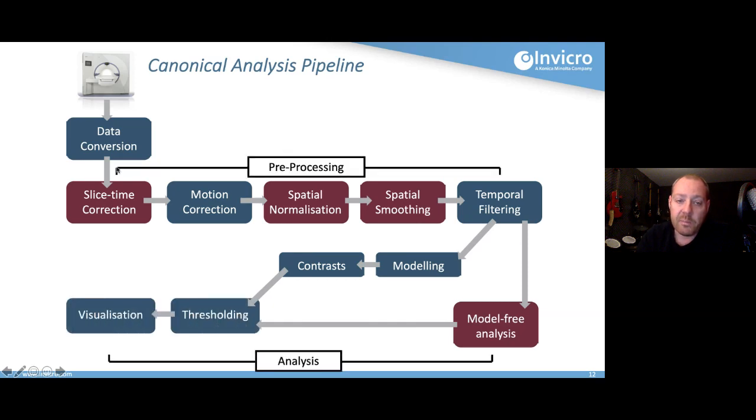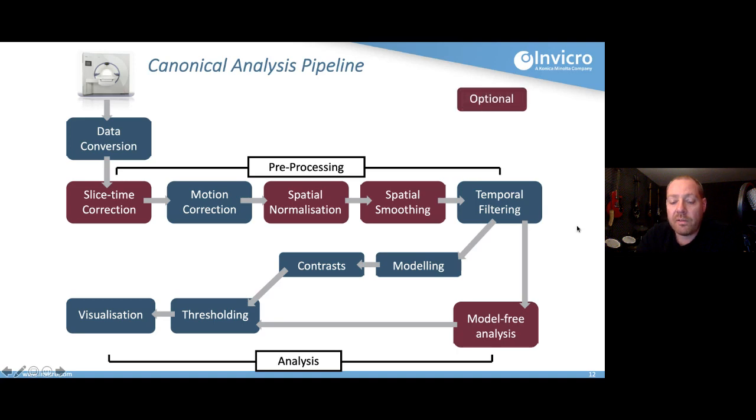So these bits on the top here are all what we call pre-processing. These are things that you do to the data which are not necessarily statistical. They're kind of data cleaning, optimizing the quality of your data, if you like. And then the bottom section here is all analysis. I'm not going to talk about this model 3 analysis stuff today, but everything else I'm going to cover, probably in punishing detail.